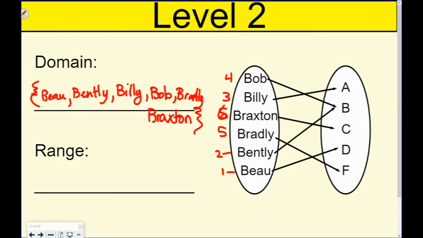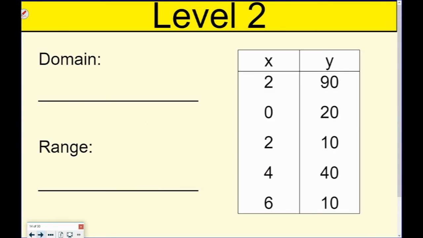Okay, and then I'm going to go over to my range. I'm going to put it in alphabetical order once again. And so it would be A, B, C, D, and our least favorite grade would be F. So who's our F kid? Bradley. You can never trust a kid named Bradley, right?